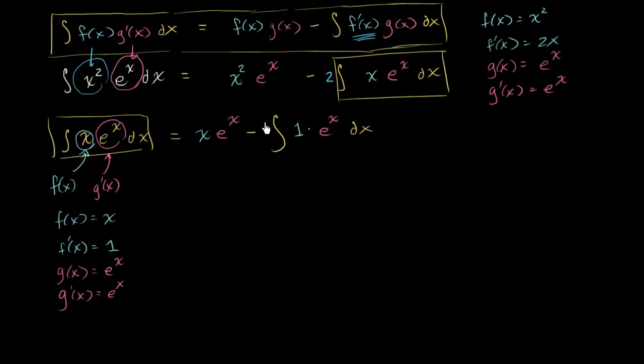Now, you might appreciate integration by parts. What does this right over here simplify to? What is the antiderivative of 1 times e to the x dx? Well, it's just the antiderivative of e to the x, which is just e to the x. So this simplifies to x times e to the x minus the antiderivative of e to the x, which is just e to the x. So minus e to the x.